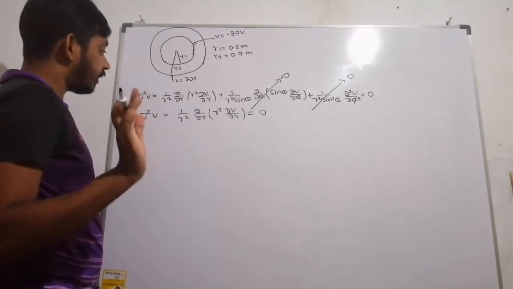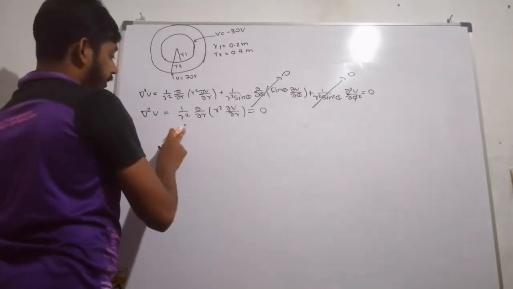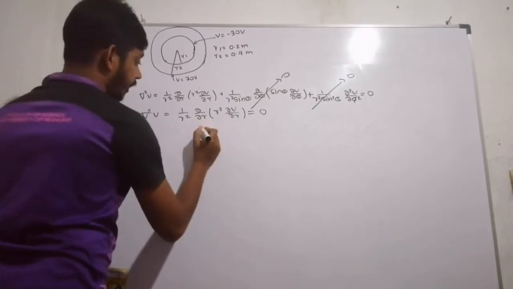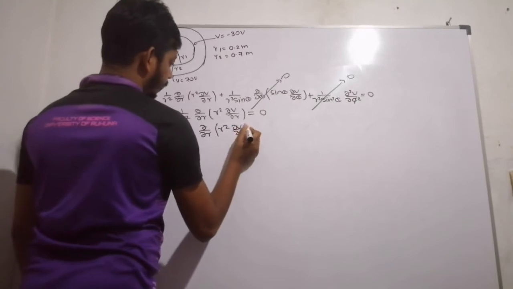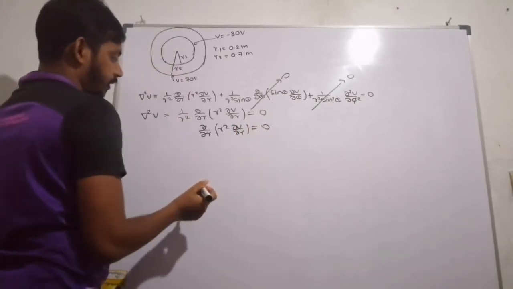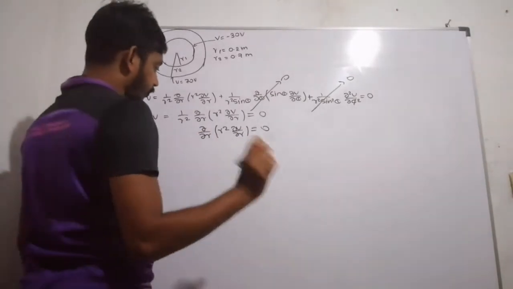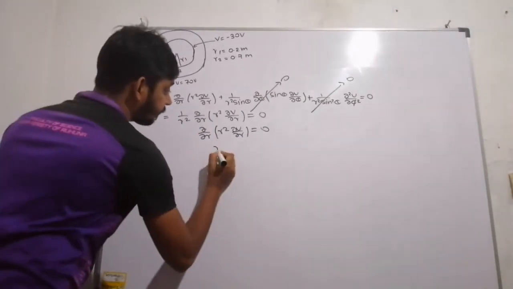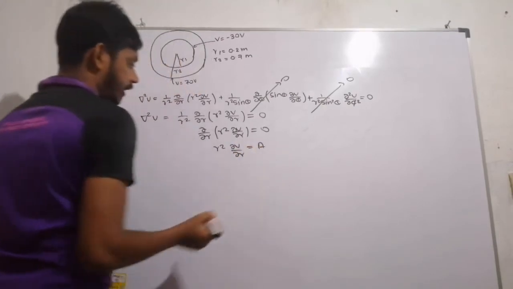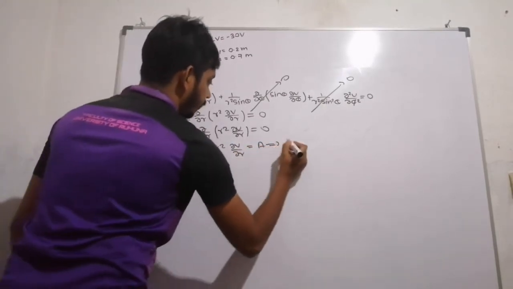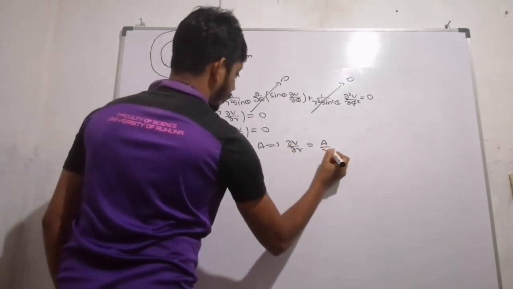Okay, let me simplify this equation. When I multiply both sides by R square, then I have partial over partial R of R square partial V over partial R equals 0. Then if I integrate once with respect to R, I will get R square dV/dR equals A. That implies dV/dR equals A over R square.